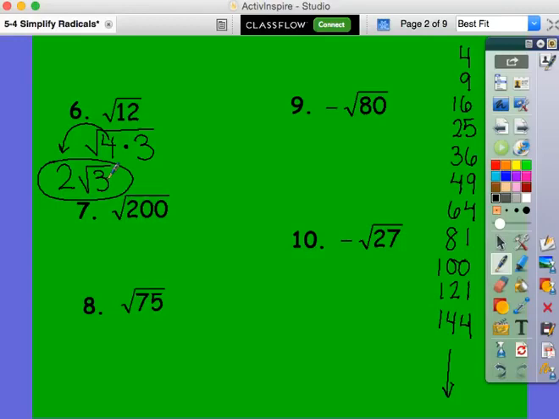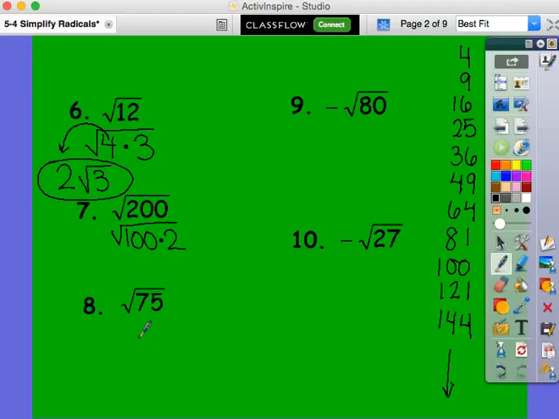All right, so let's look at 7. So 200, is 200 a perfect square? Is there a number multiplied by itself that is 200? No. So then we want to say, okay, well then let's try to break it down. So look down your list and see if there is a number, the largest number on there that can go into 200. 100. Very good. So 100 times what? 2. Good. Okay, 100 times 2 is 200.